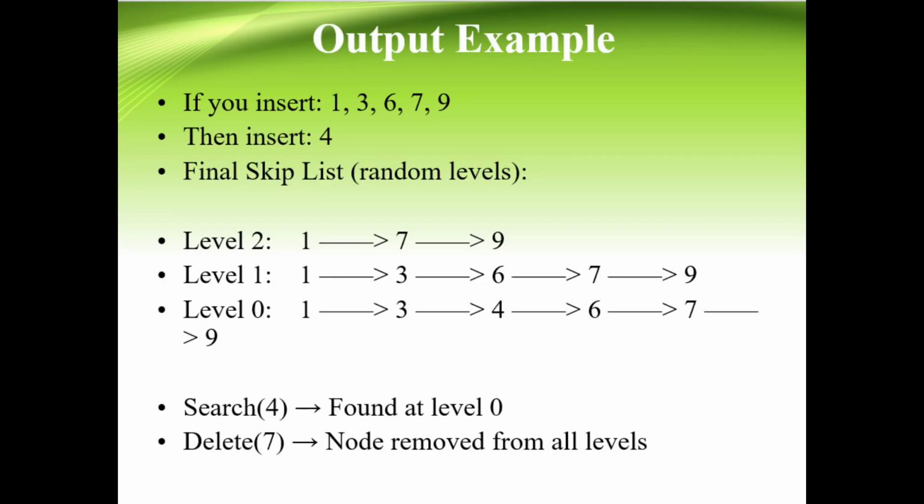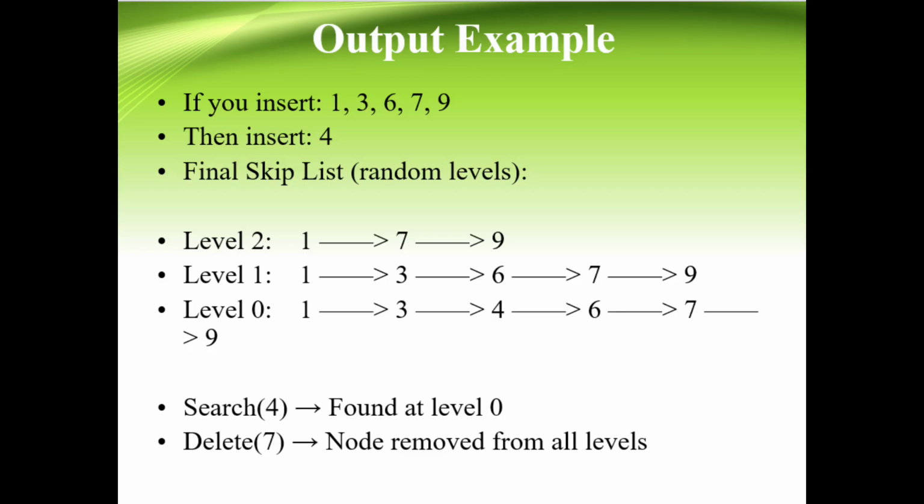Now let's see the final output of our skip list operations. We started by inserting the numbers 1, 3, 6, 7 and 9. Later we also inserted 4. Since a skip list works with multiple levels, each number may appear in one or more levels depending on random level selection. After all insertions, the skip list looks like this. Level 2 is the highest level; it contains 1, 7 and 9. Level 1 contains 1, 3, 6, 7 and 9. And level 0 is the base level; it contains 1, 3, 4, 6, 7 and 9.